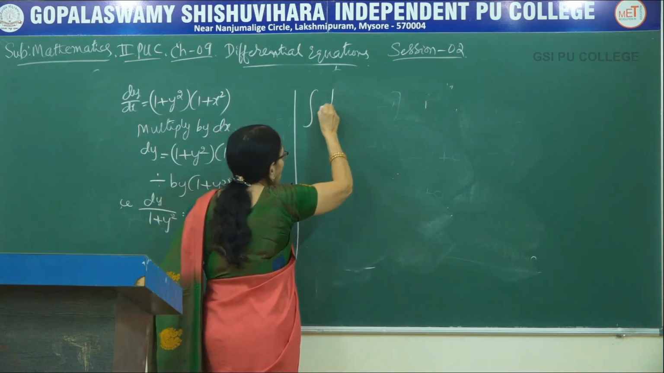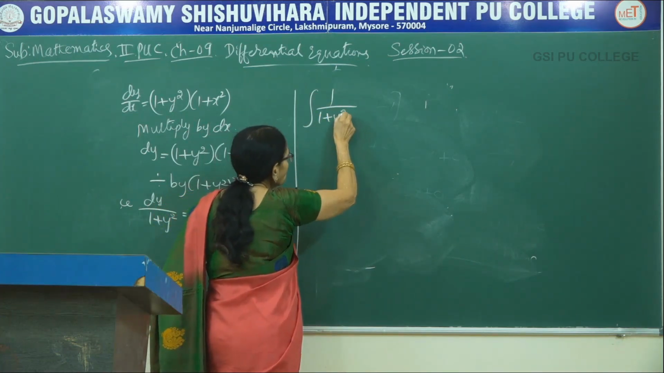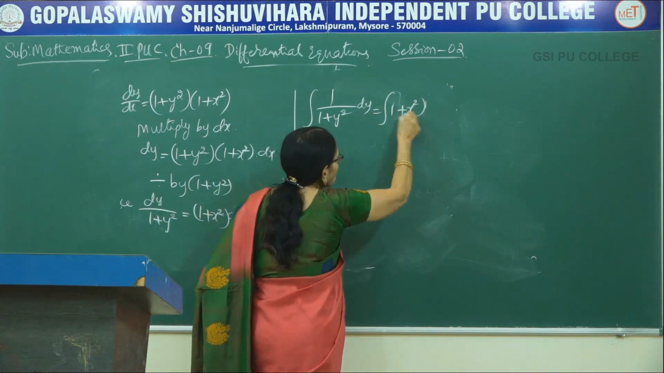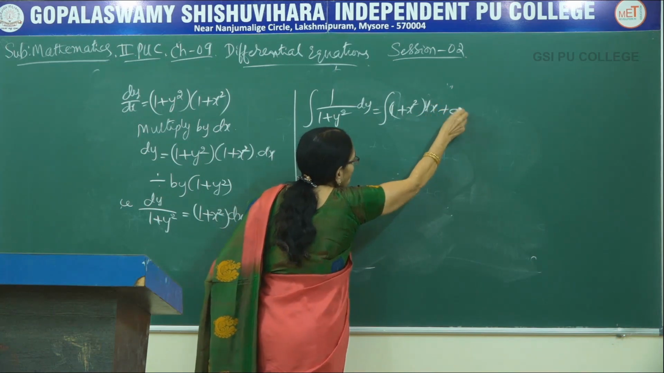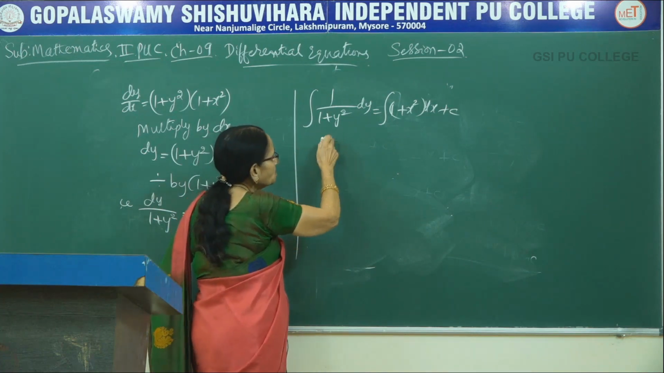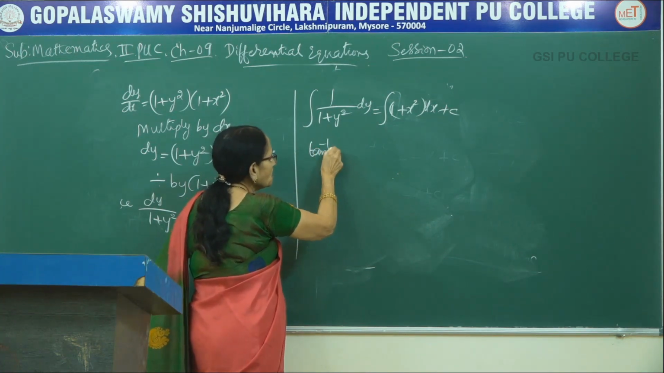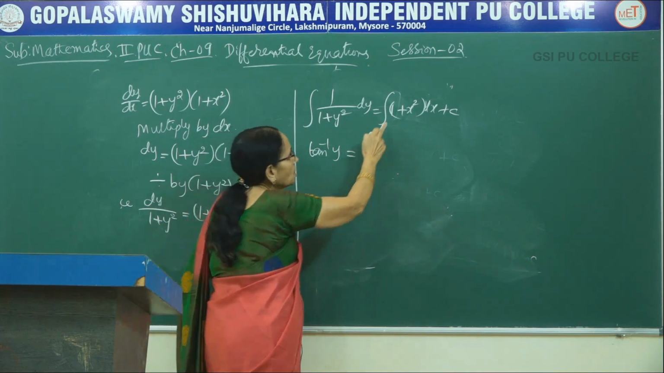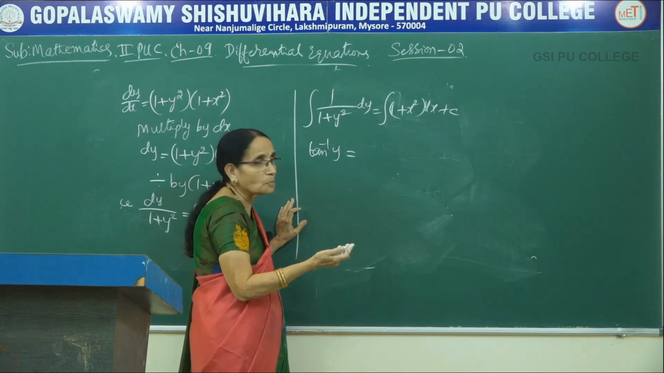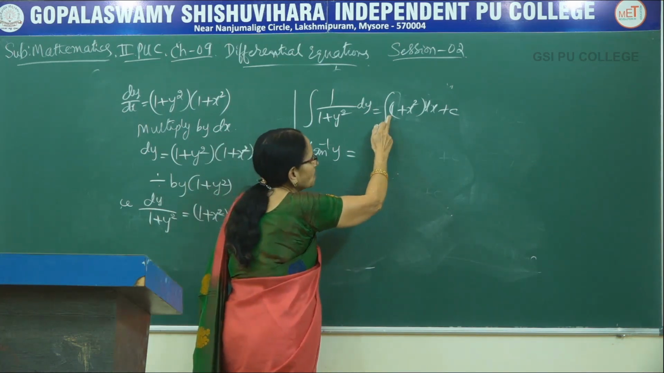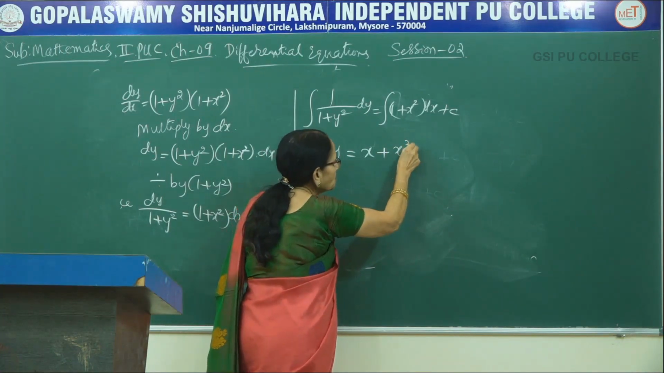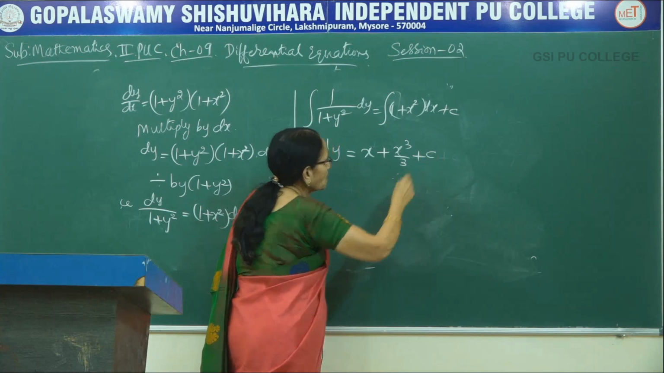That is integral 1 over 1 plus y square into dy, that's equal to integral 1 plus x square into dx. Immediately the constant has to be added. Now see, this is again a tan inverse function. Tan inverse y equal to, there are two terms here, you can write separately and then integrate, or directly you can integrate. 1 into dx means integral is x, x square means x cube by 3, then the constant.